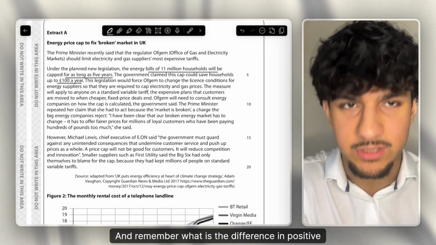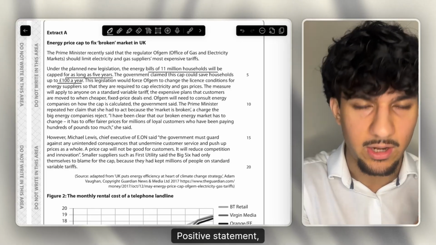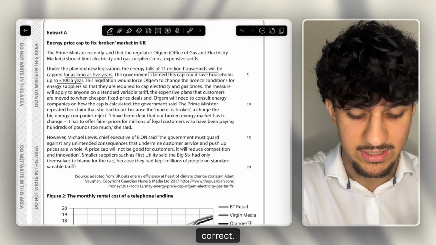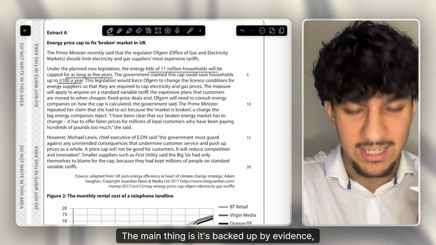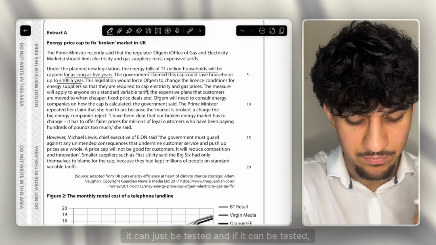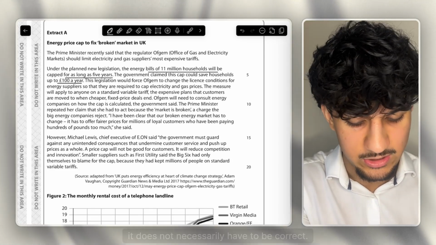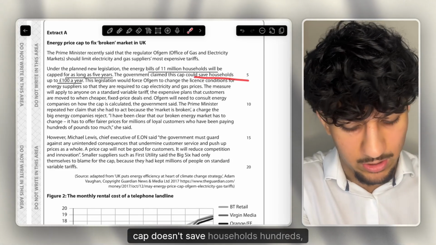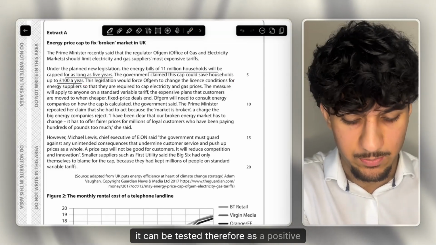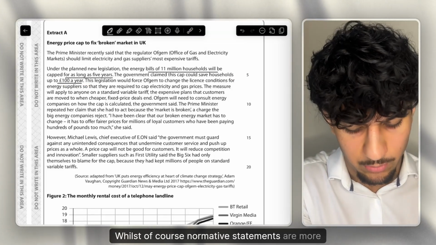And remember, what is the difference between a positive and a normative statement? A positive statement, remember, the main thing is it does not have to be correct. The main thing is it can be backed up by evidence. It can just be tested, and if it can be tested, like I said, it does not necessarily have to be correct. So even if this cap doesn't save households hundreds, it can be tested, therefore it's a positive statement, whilst of course normative statements are more opinion based.